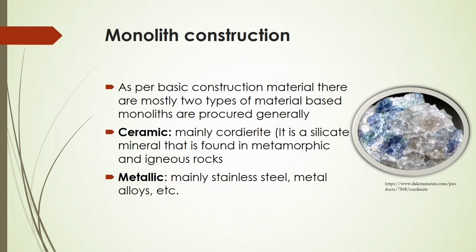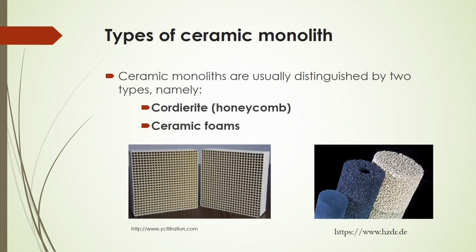Now, as per basic construction material, there are mostly two types of material-based monoliths: ceramic and metallic. Ceramic is mainly cordierite, a silicate mineral found in metamorphic and igneous rocks, and sometimes foam type ceramic is also used. And metallic monoliths are mainly stainless steel, metal alloys, etc., used for procuring this type of metallic monolithic structure.